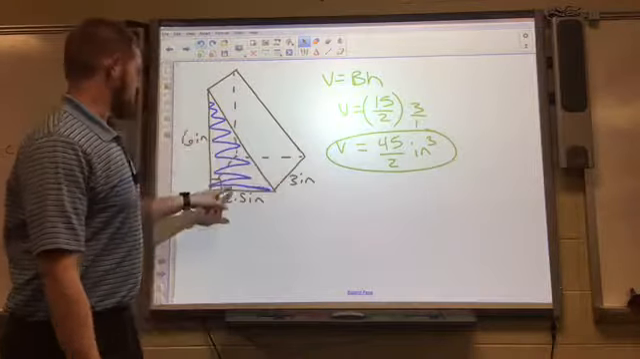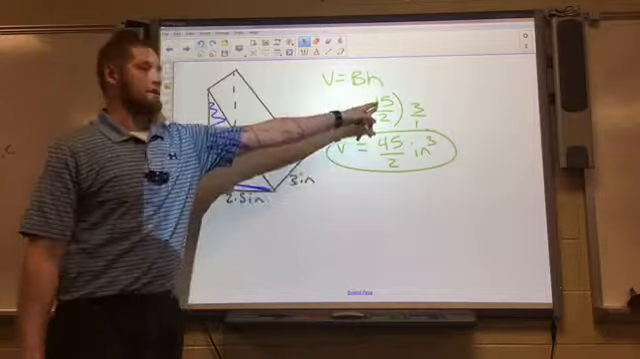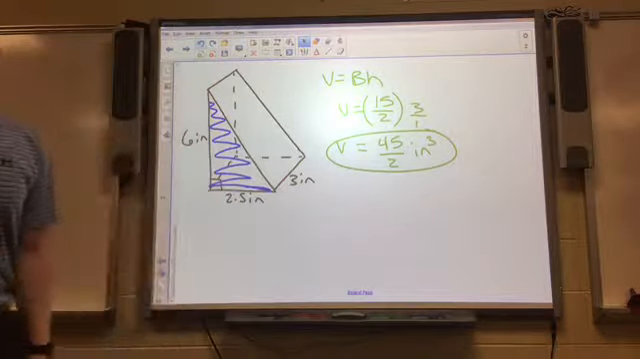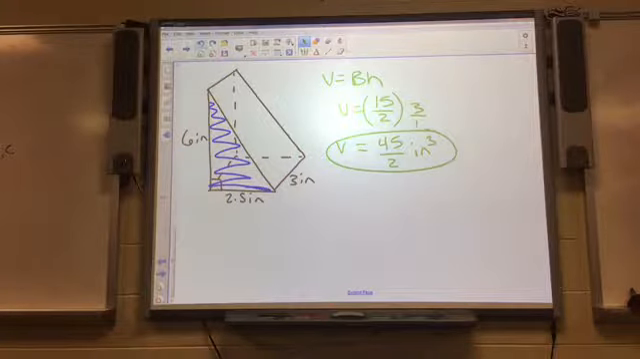We took 6 times 2.5, which was 15, and then we divided it by 2. So that's how I got 15 over 2. Okay. Do we have to use the 3? Yeah, because that's your height. If you don't use that 3, then you're not finding the proper volume.